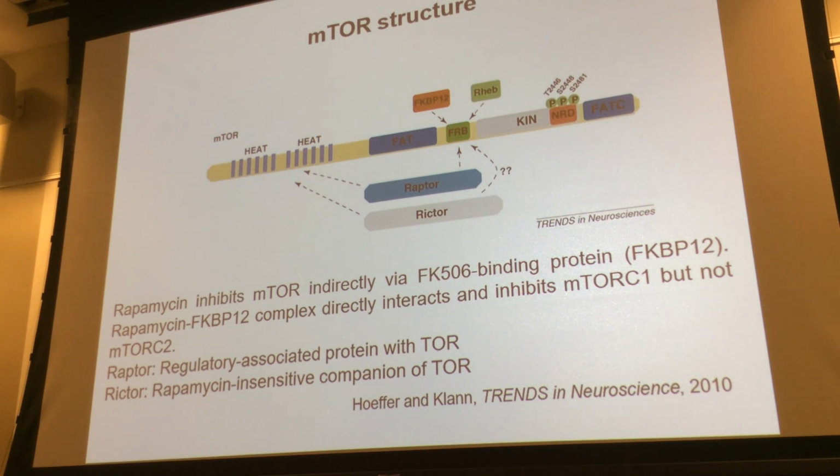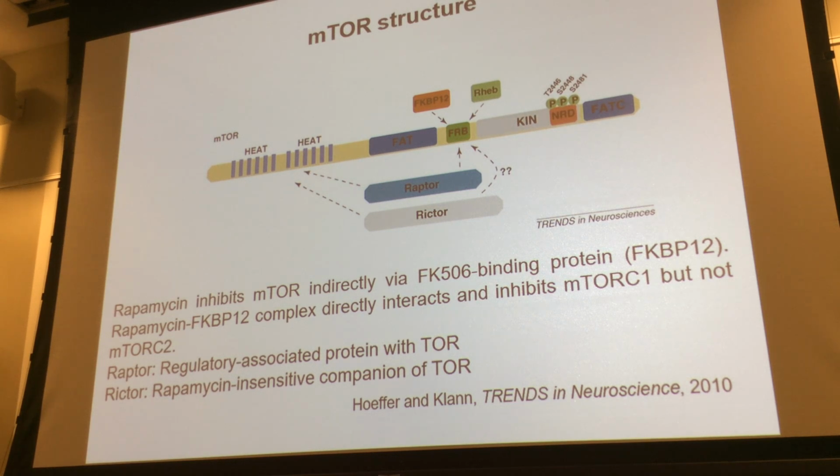Both complexes, mTORC1 and mTORC2, have mTOR, have TOR as their core components, but they have different associated components. And one of the key differentiating components is that in mTORC1 it's Raptor, while in mTORC2 it's Rictor. So sometimes we call mTORC1 mTOR-Raptor, and mTORC2 mTOR-Rictor.